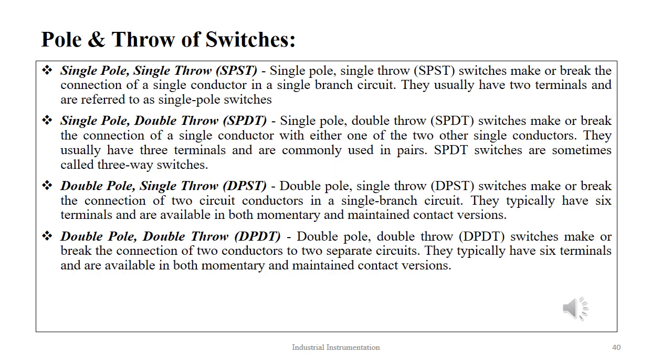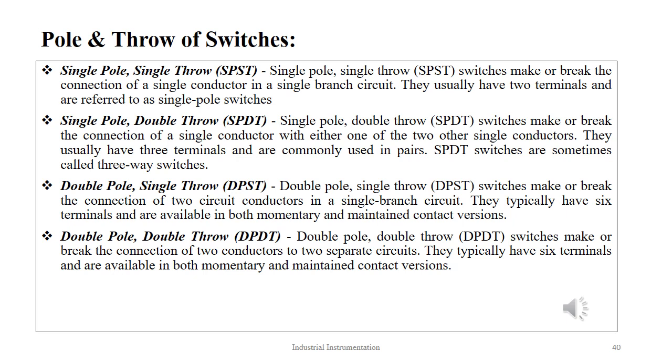A single pole single throw, SPST, switch makes or breaks the connection of a single conductor in a single branch circuit. They usually have two terminals and are referred to as single pole switches. Single pole double throw, SPDT, switches make or break the connection of a single conductor with either one of two other single conductors. They usually have three terminals and are commonly used in pairs. SPDT switches are sometimes called three-way switches.